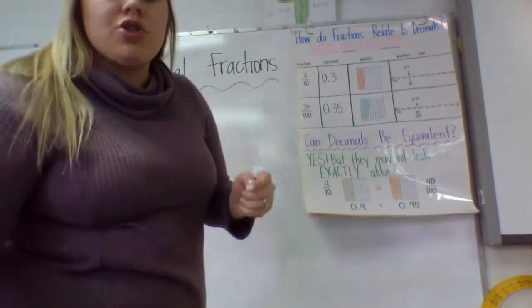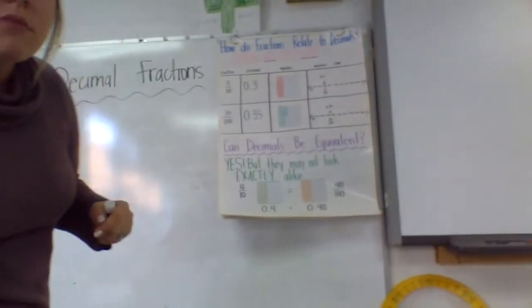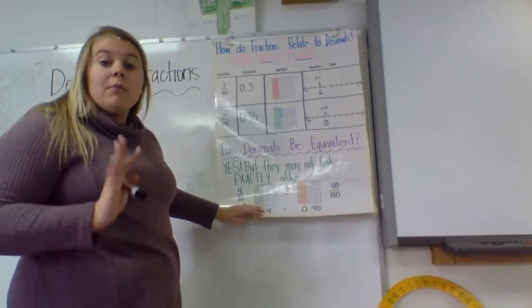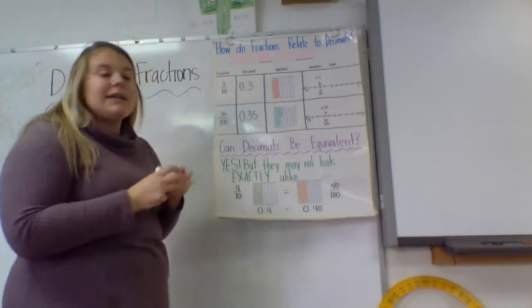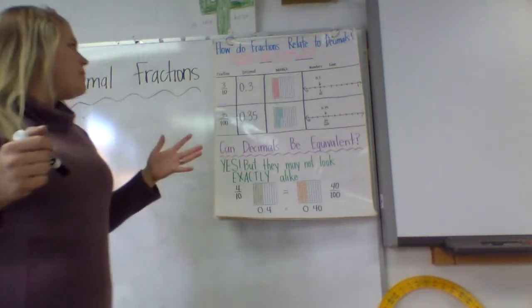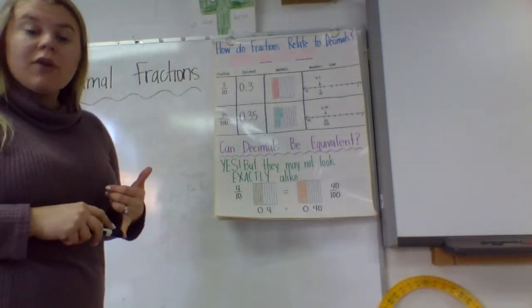So if you can see this chart, and I'll scoot it down some. What we know about how fractions and decimals are related, we know that both a fraction and a decimal, they're a piece of a whole. So they are a part of some bigger whole. They can be represented a couple different ways.